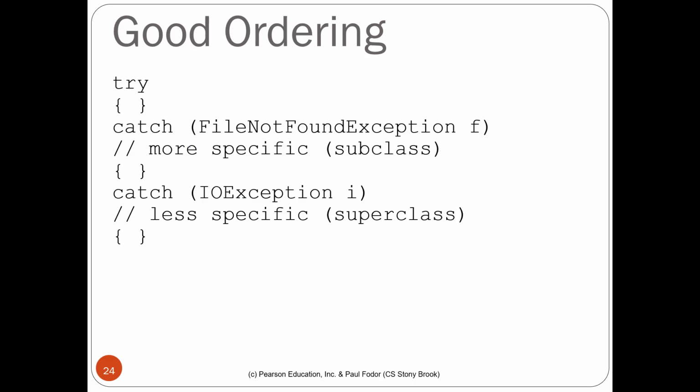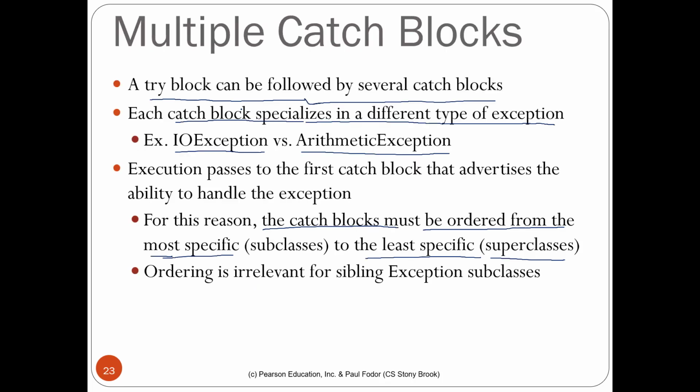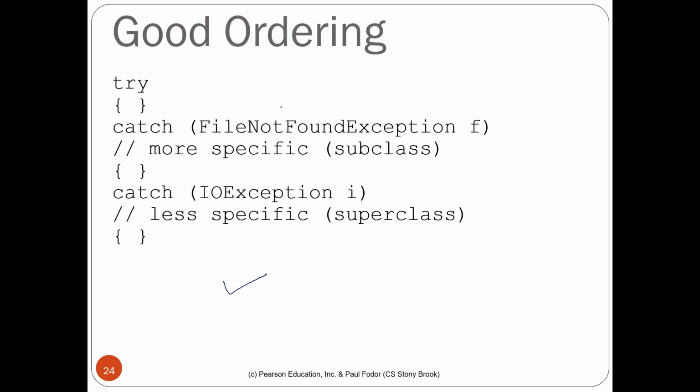You should first put a catch block for the subclass, which is FileNotFoundException, followed by the catch block for a more general or superclass exception type like IOException. So this is what we want. This is a good ordering. You're keeping this condition from more specific to less specific. More specific is the FileNotFoundException, okay, and less specific or its parent class is IOException. So this is the ordering that we want to keep while we have multiple catch blocks.